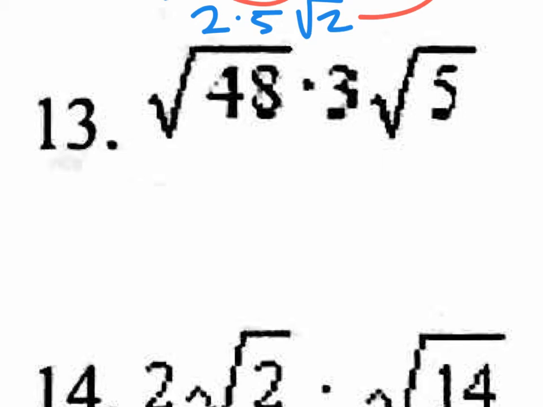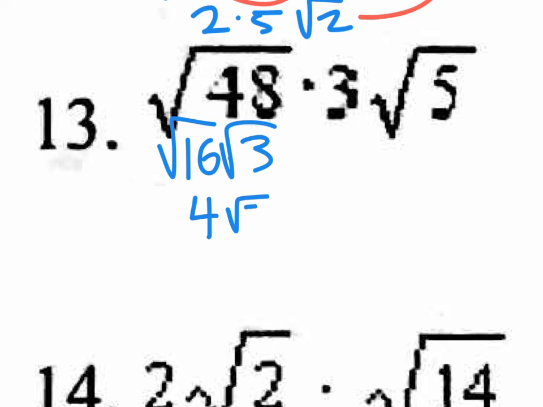So 48. Well, I know that 4 times 12 is 48. So I could rewrite that. But instead of going with the first perfect square number, let's think of a couple of more perfect square numbers. So 4 times 12 is 48, but how about 9? 9 times something gives you 48? Nah. How about 16? Does 16 times something give you 48? Yeah. 16 times 3 gives you 48. So when you split that, you're going to have a nice, beautiful number 4 with the square root of 3, and that's really 4 times the square root of 3.